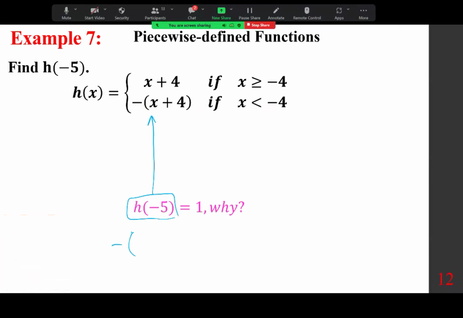Minus minus 5 plus 4 equals minus negative 1 equals 1. Okay.